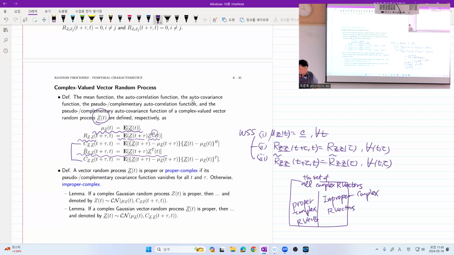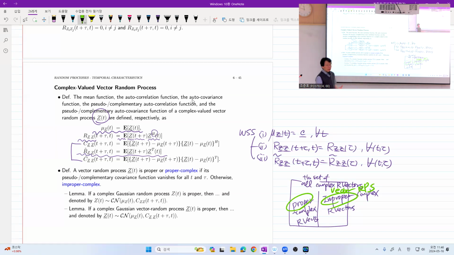Similarly, we have the set of all complex vector valued random processes. Again, we have proper and improper. Got it? And what was the propriety of a complex random vector? Its covariance matrix, complementary covariance matrix vanishes. What does it mean by vanishes? It is a zero matrix.